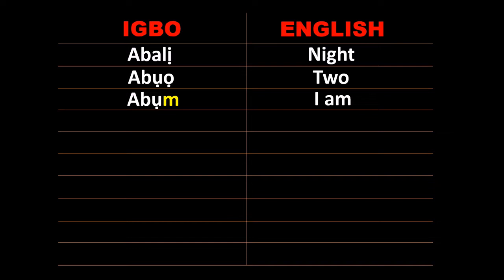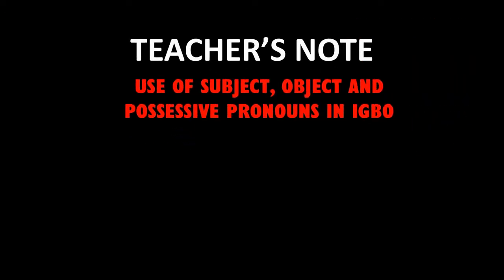But let's go to the teacher's note to get more explanations. Let's look at the teacher's note. Here we're considering the use of subject, object, and possessive pronouns in Igbo language. 4 pronouns are considered here: I, me, my, and my. And 4 of them are all represented in Igbo language with the word mo.